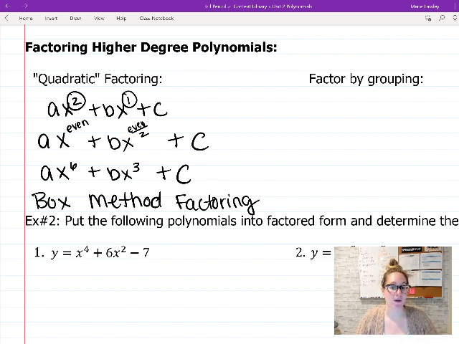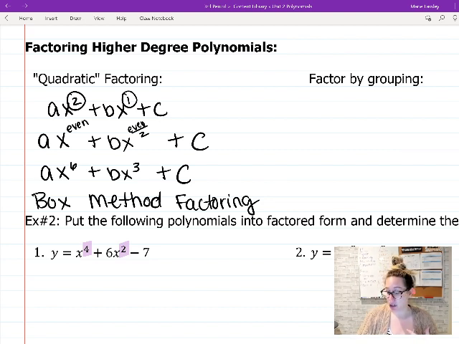So that's our first one right here. So number one, y equals x to the fourth plus 6x squared minus 7. So take a look at those exponents, right? We have 4, which is even. Our next exponent is exactly half, so 2, and then we finish with that constant of 7. So this pattern tells me that I can use just a standard box method type of factoring to go with it.